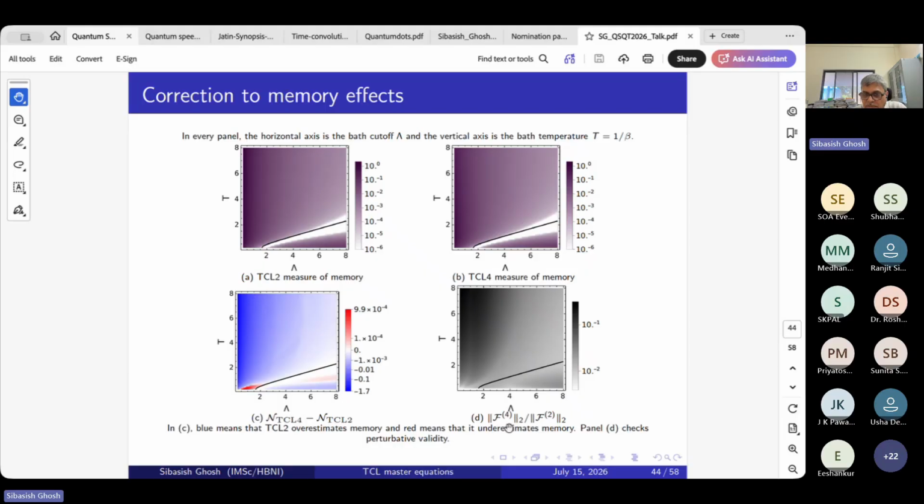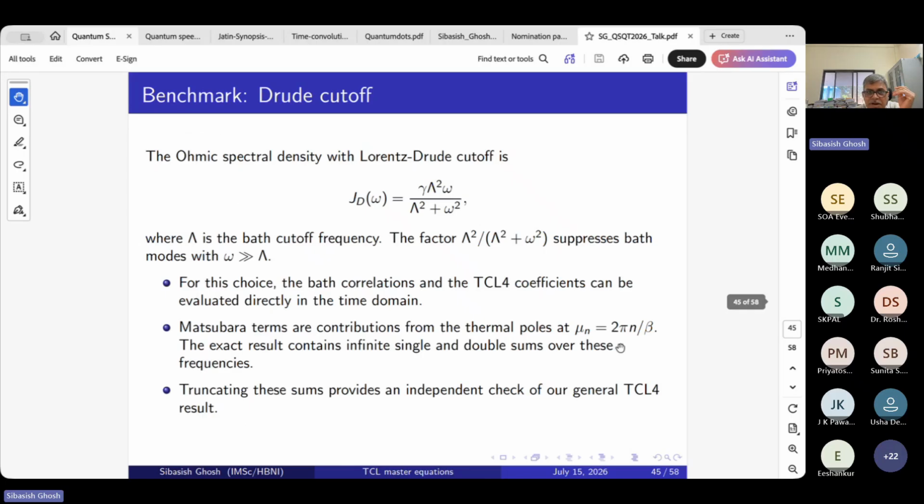Now if you look at how strong the perturbation is, you can take the ratio of the norm of the fourth-order TCL and the second-order TCL. You see that the ratio will increase here in the black region, and near this black line, almost a straight line, which corresponds to the Markovian case. So basically what we want to say is that TCL4 approximates the actual dynamics in a much better way, from the Markovianity, non-Markovianity point of view.